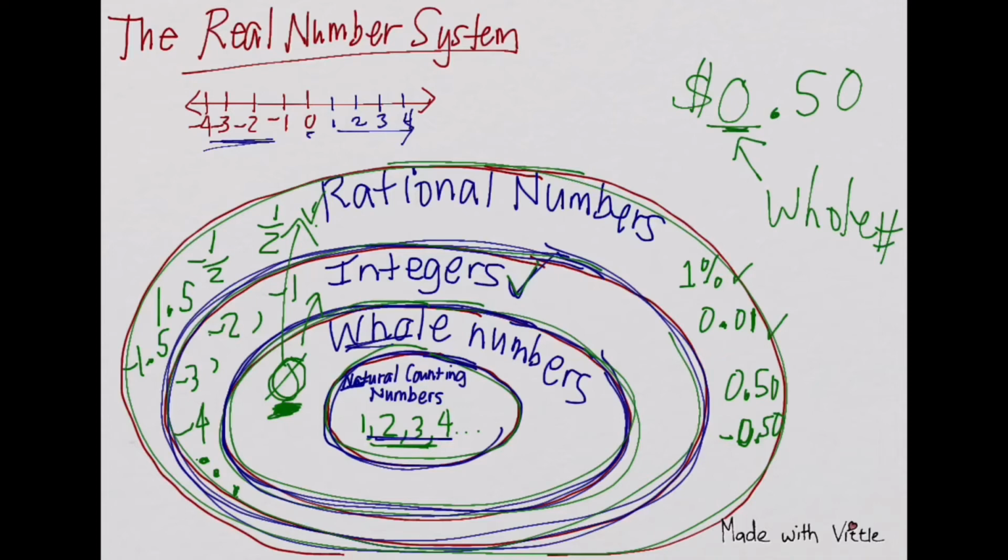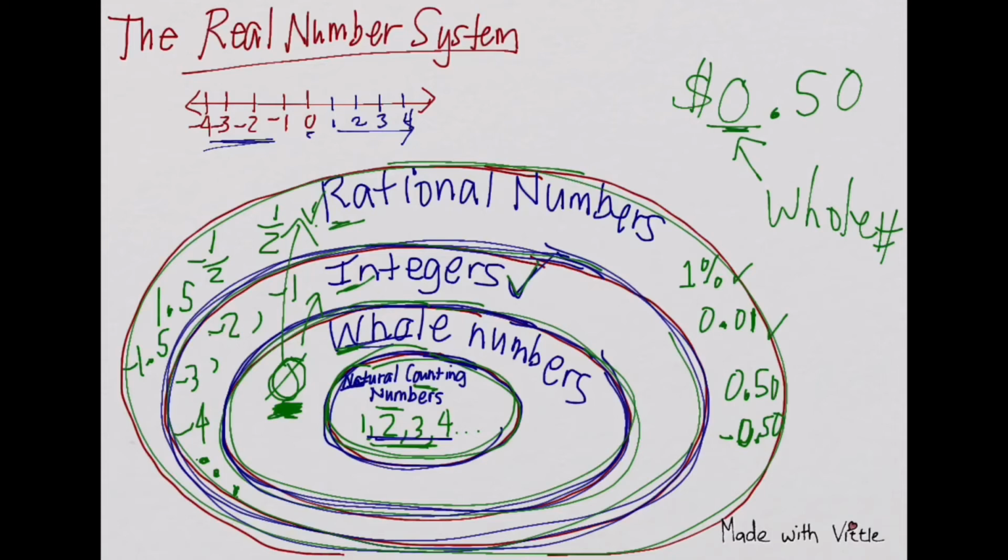But the 0 cannot be called counting numbers. First of all, we don't count with 0. And it's outside that circle that says counting numbers. So I cannot call 0 a natural counting number. Only whole number, integer, and rational number. I will further ask my students some questions just to see if they really understand what's going on.